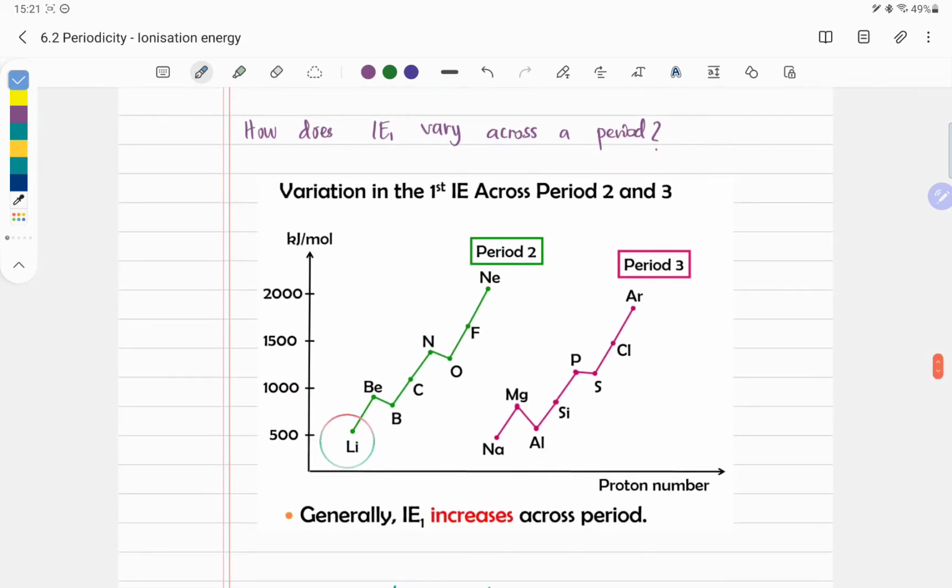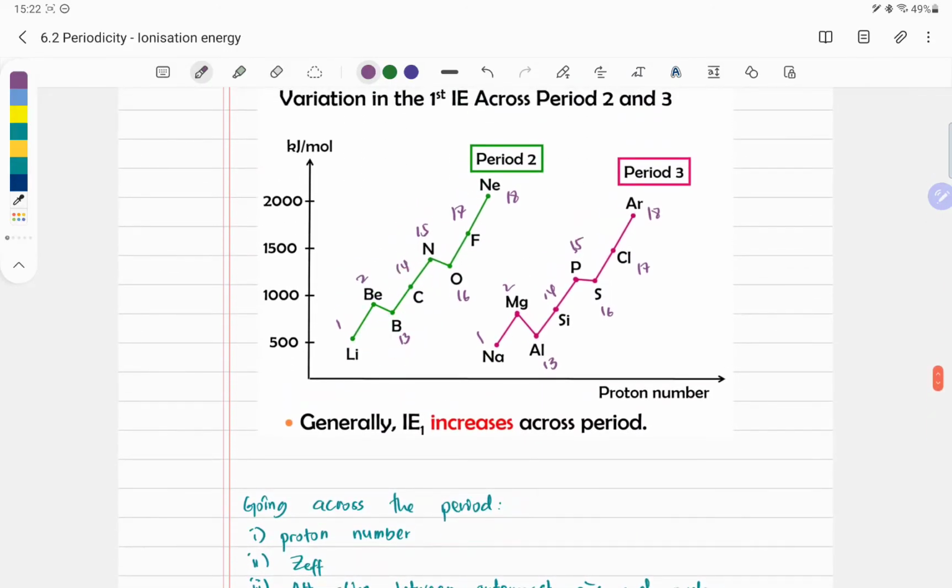So here I have a chart. If we look here, this is the energy per mole for the first ionization energy from lithium to neon in period 2 and from sodium to argon for period 3. As we can see, it generally increases across the period. This is group 1, group 2, 13, 14, 15, 16, 17, 18. Looking at this trend, we know that it generally increases.